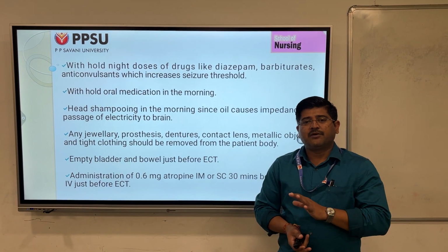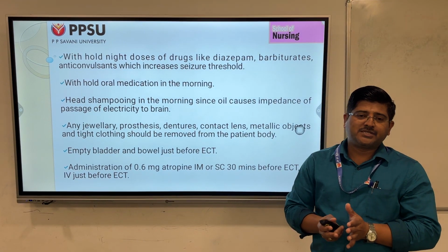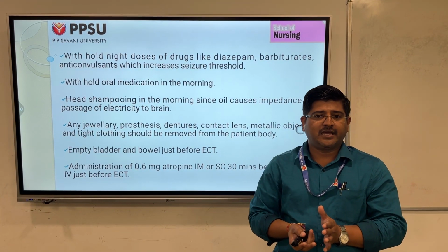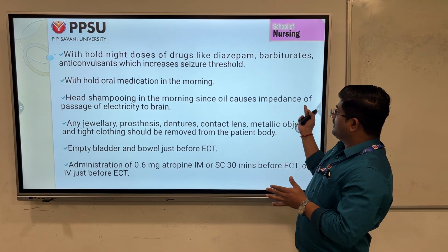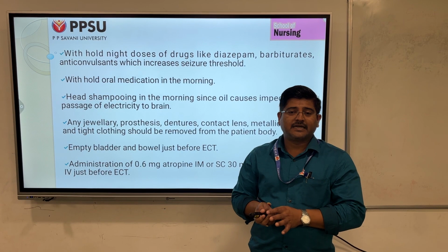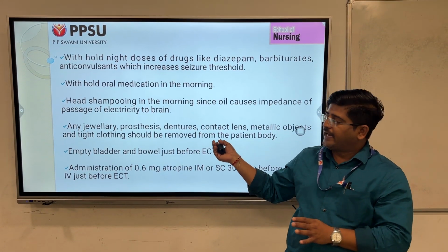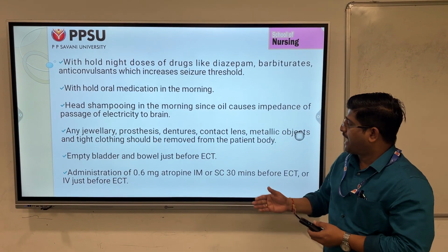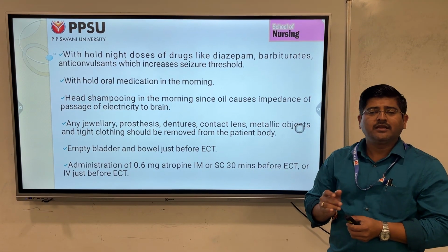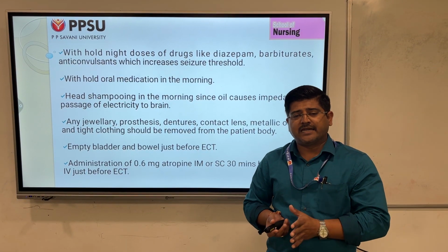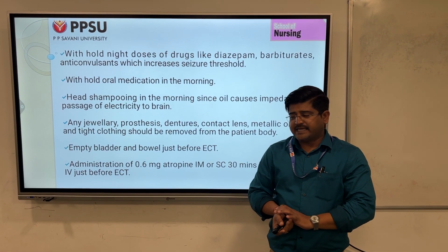And head shampooing is a very important procedure before going for ECT. If the patient has applied any oil to the hair, that should be removed with the help of hand shampooing, because oil impedes the passage of electricity to the brain. And if the patient is wearing any jewelry, prostheses, dentures, contact lenses, metallic items or tight clothing, we need to remove all the ornaments and tight clothing to make the patient comfortable. And empty the bladder before ECT.